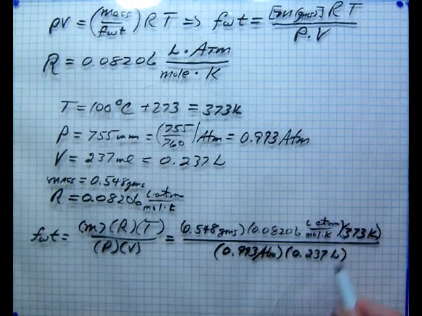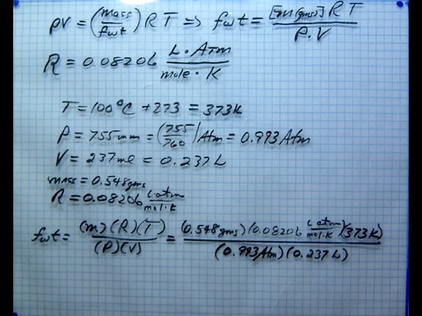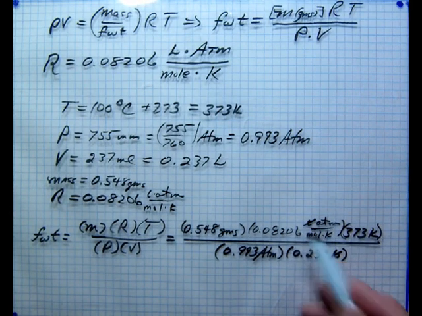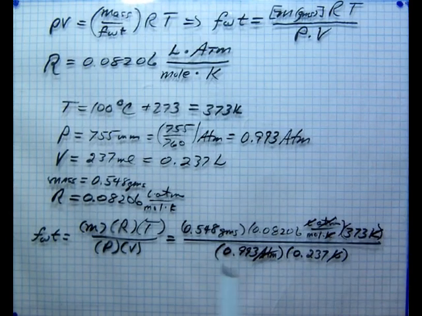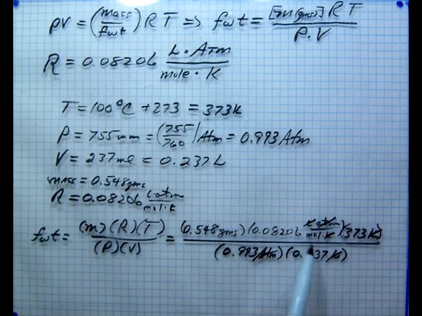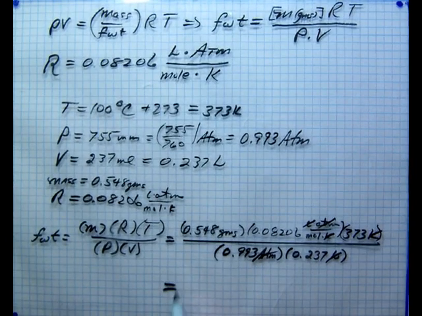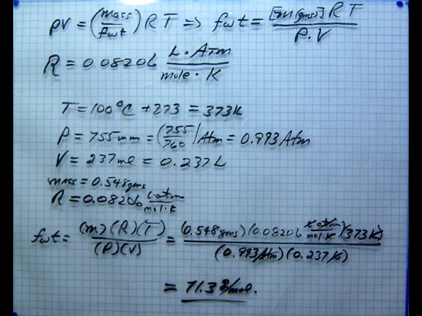0.237 liters. Once you get the appropriate data in the proper place, then cancel your units and check to see that you have grams per mole. So liters will cancel, atmospheres and Kelvin. So we're left with grams per mole, which is the appropriate units. I get 71.3 grams per mole, so as it is.